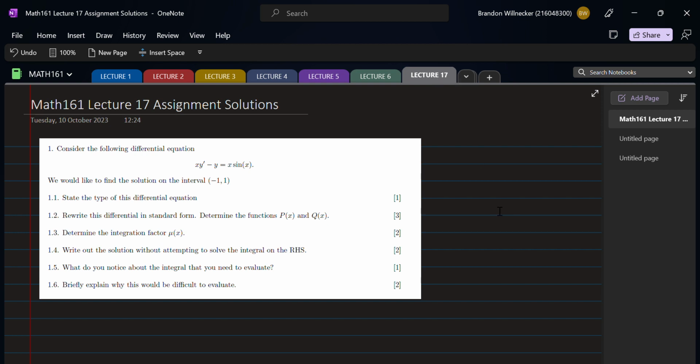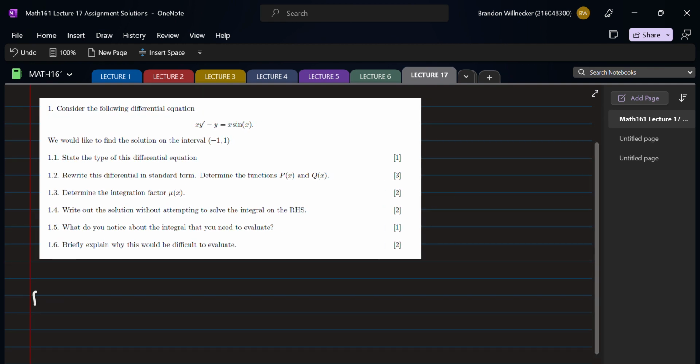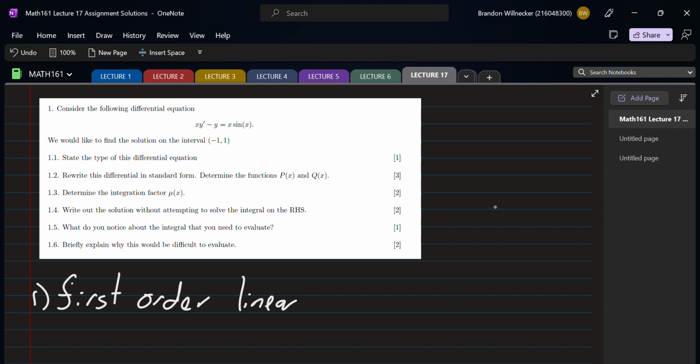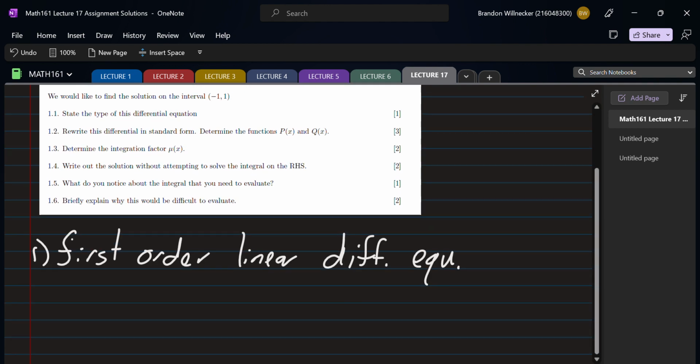Okay, so 1.1, state the type of this differential equation. Like I said, for 1.3 it says find the integrating factor, so that gives you a clue. It's a linear differential equation, or first order linear differential equation. Okay, so a lot of students just wrote first order.